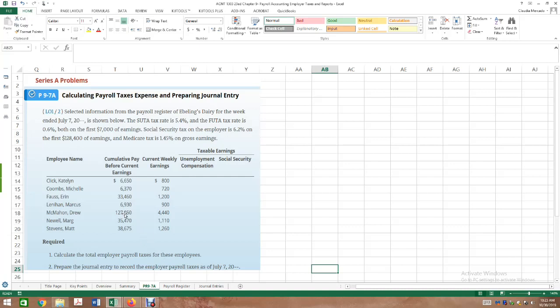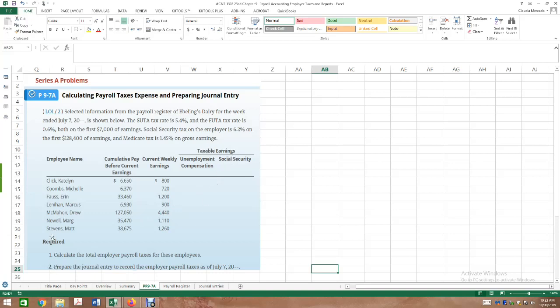If you see here, this particular employee, Drew McMahon, has earned $127,050. This paycheck, this person made $4,440. So we need to figure out how much of this $4,440 is taxable. That is what we need to fill out here.